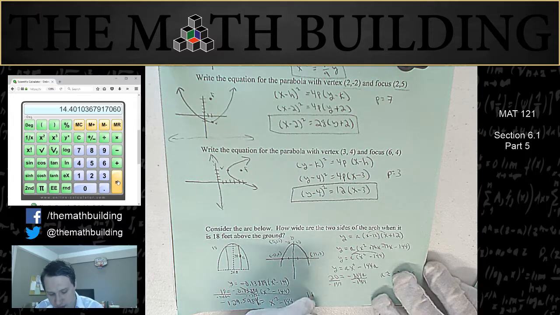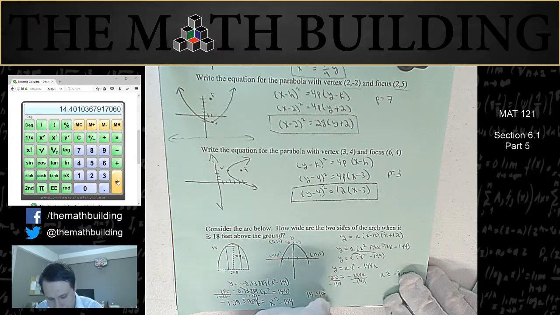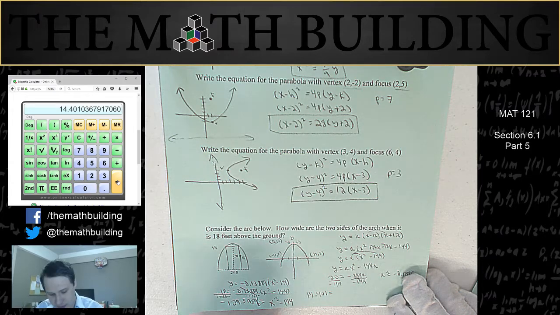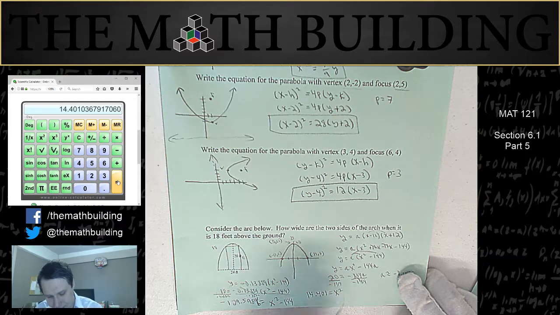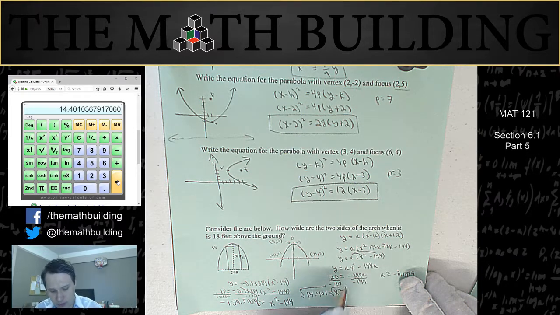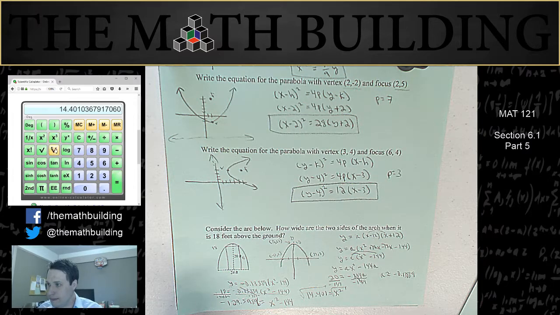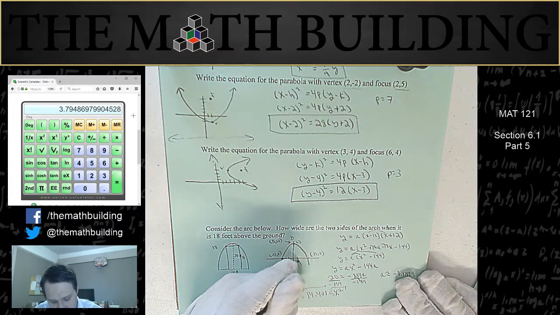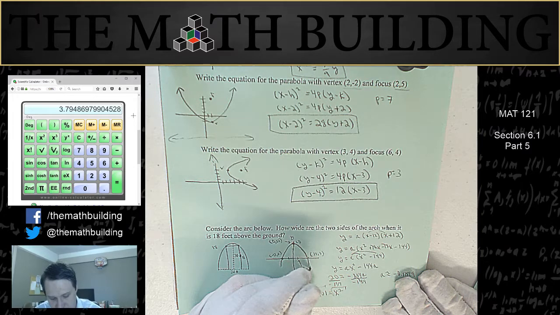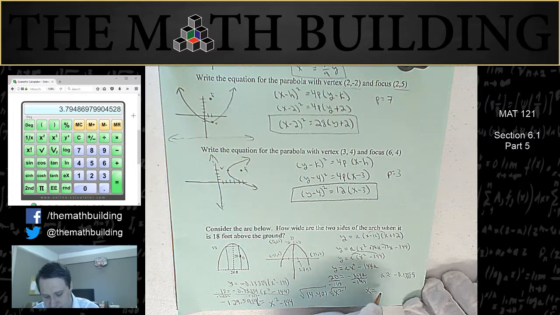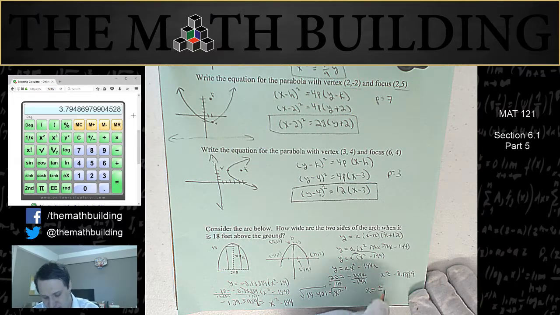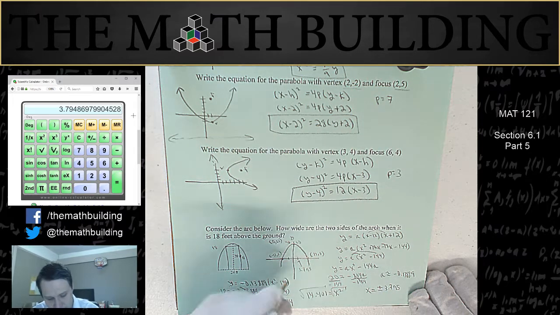So we get 14.401 is equal to x squared. And then the last thing to do is to just take the square root. So let's take the square root of that number, and we get 3.794. So let's round that. So this value right here is 3.795. And remember, we get positive and negative when we take a square root. So the other value here is negative 3.795.